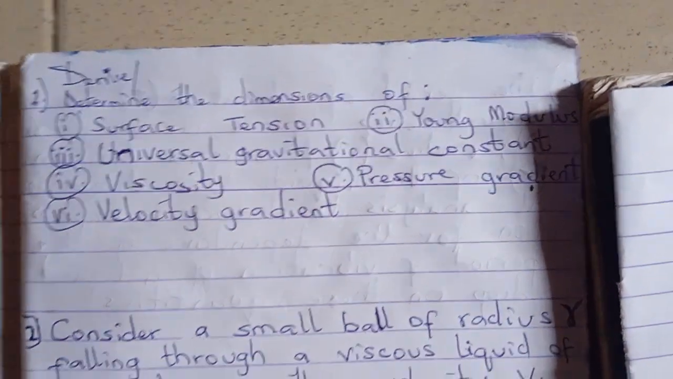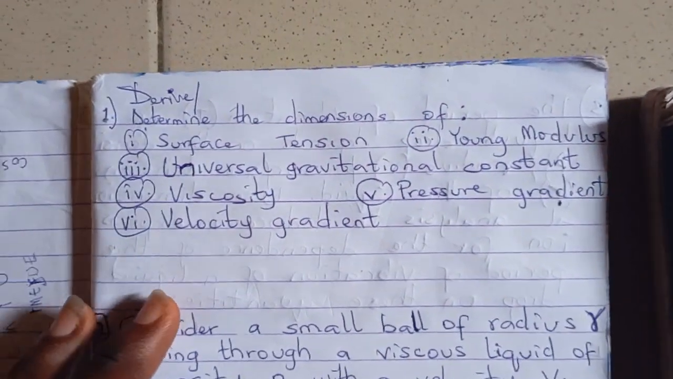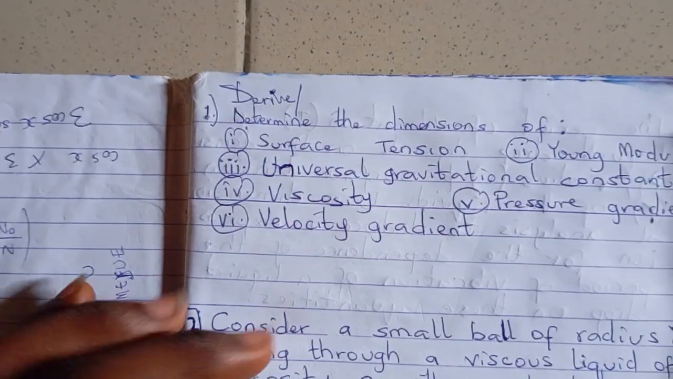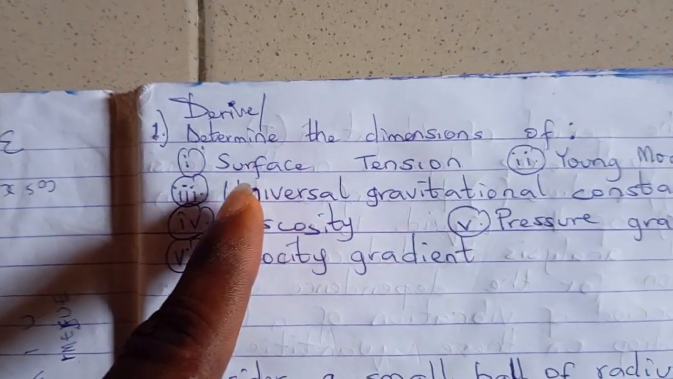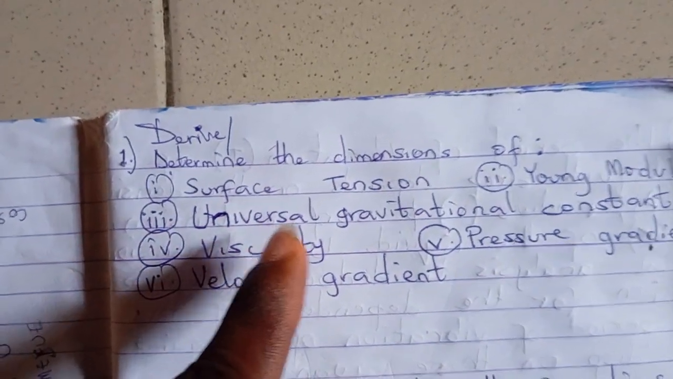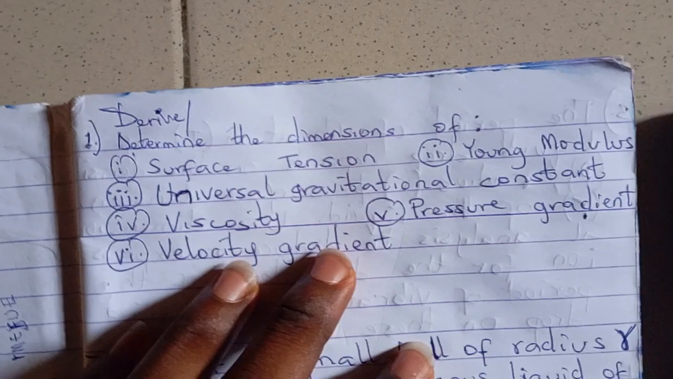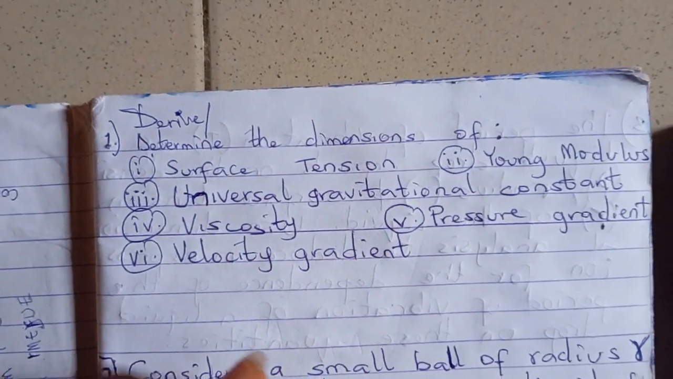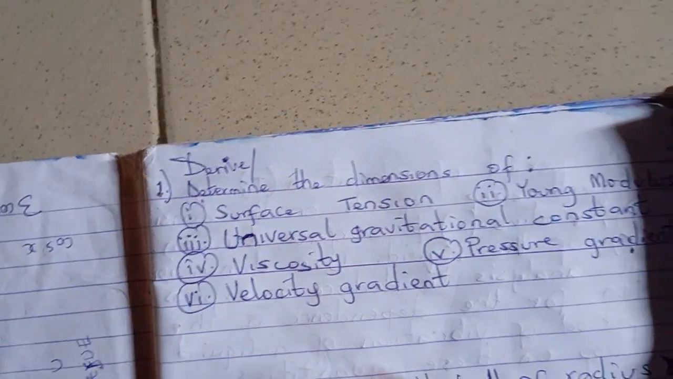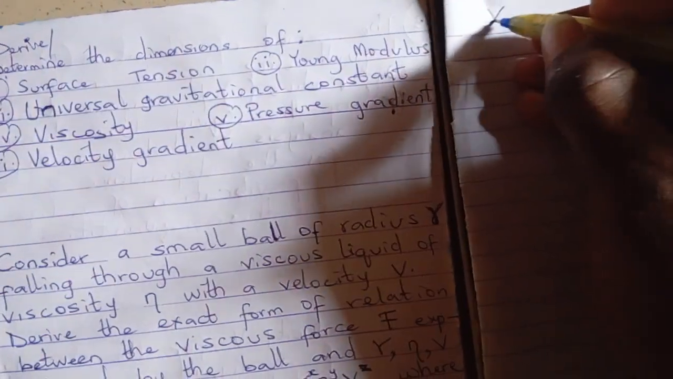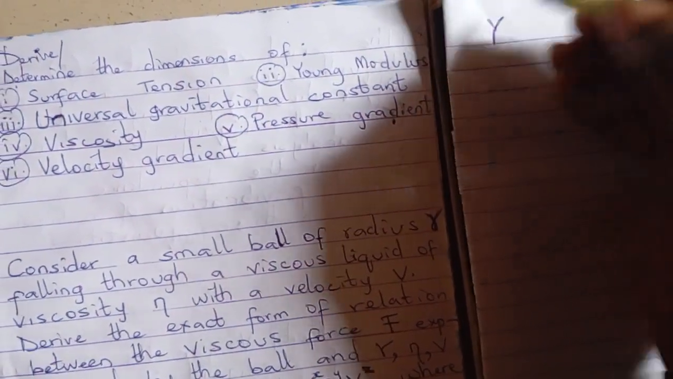Alright, so today we're going to be solving questions on dimensional analysis. The first one says determine the dimensions of surface tension, Young modulus, universal gravitational constant, viscosity, pressure gradient, velocity gradient. So for surface tension, we use a coiled Y to represent surface tension.